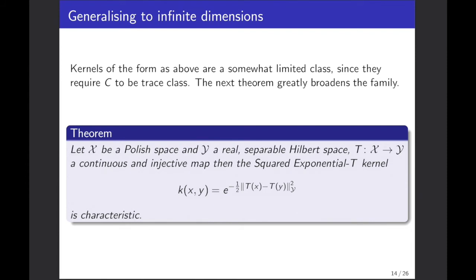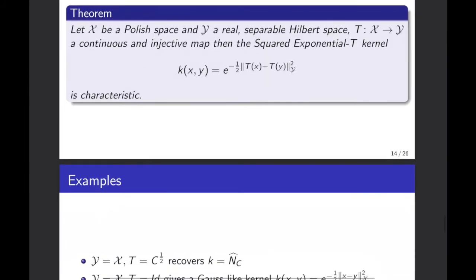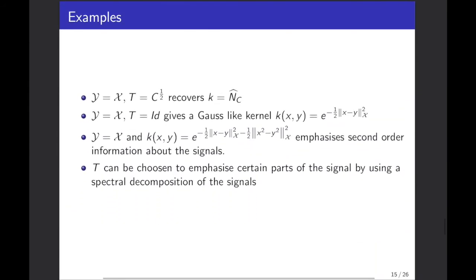So this is a really wide family of kernels, and I'm going to talk about some examples now. So if Y equals X and T is C to the half, then we recover the characteristic function we talked about just before. If Y equals X and T is the identity, this gives us a Gauss-like kernel here. But we might use T to be a bit more of an exotic map. So what might we do?